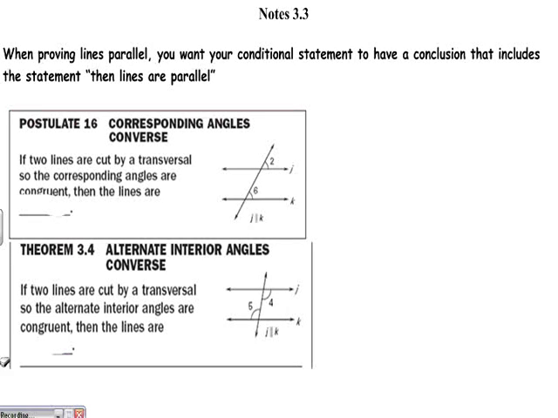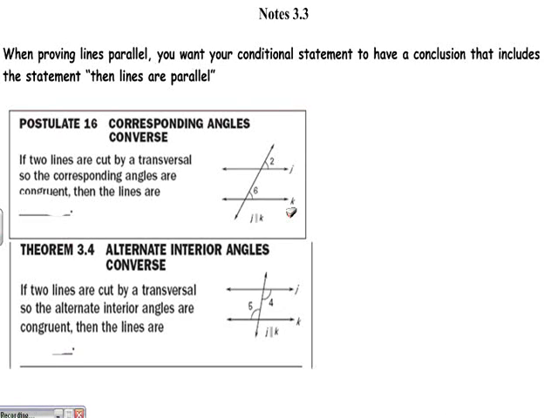Welcome to Notes 3.3. So in our previous notes, we talked a bunch about what happened when we had two parallel lines cut by a transversal and what was true about the angle pairs that created. And this time we're going to talk about the converse of all of those postulates and theorems. And remember, a converse is where we flip-flop the if and the then.